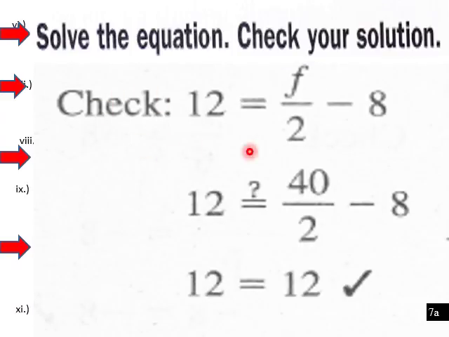And then here is our check for that. We plug in our value here, our solution, and it checks out. 40 over 2 is 20, minus 8 is 12. So it checks.